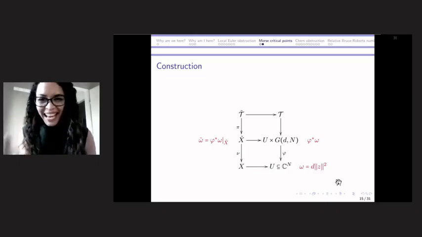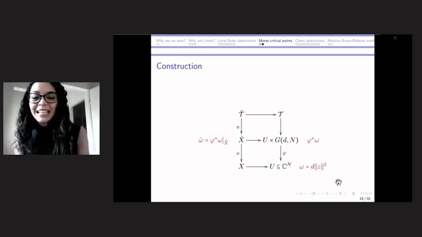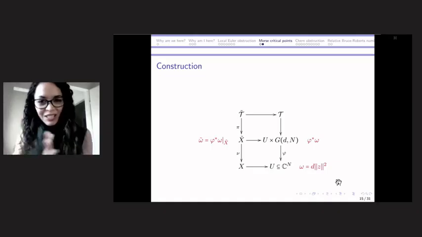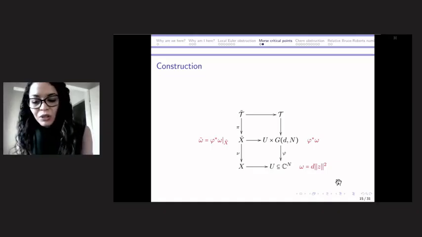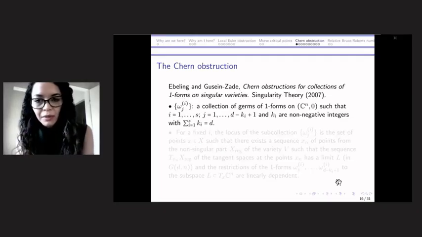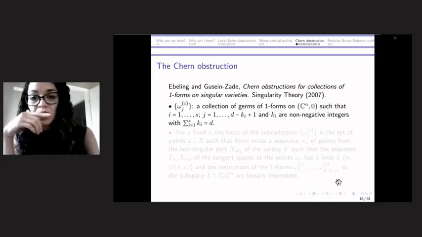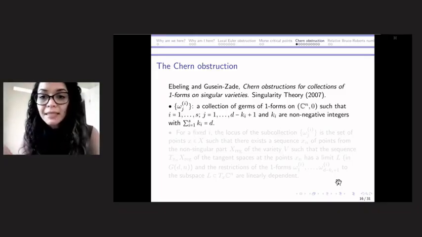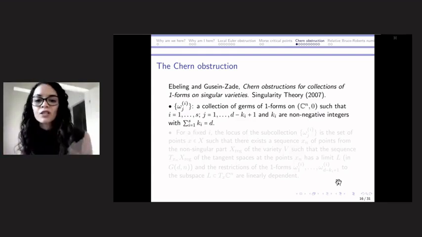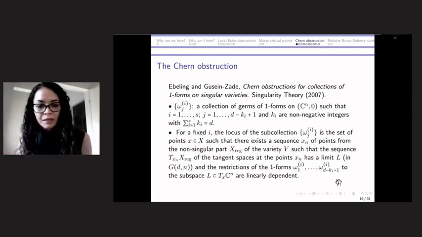The one case we just saw, right? And to study these collections of differential forms, they define the Chern obstruction. So the Chern obstruction is what I'm going to tell you now. This Chern obstruction is for collections of one differential forms, all right?